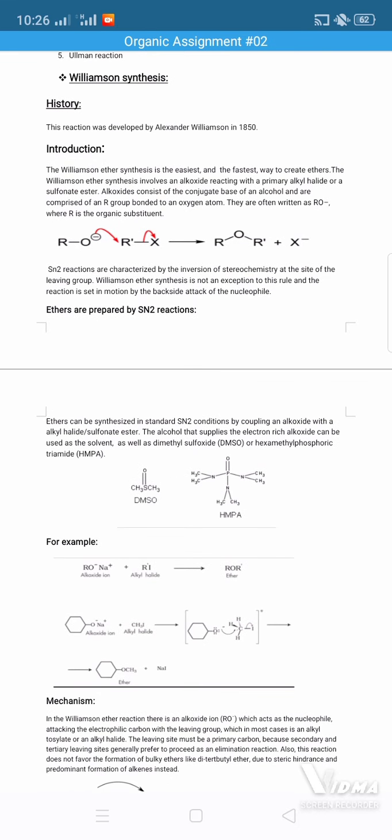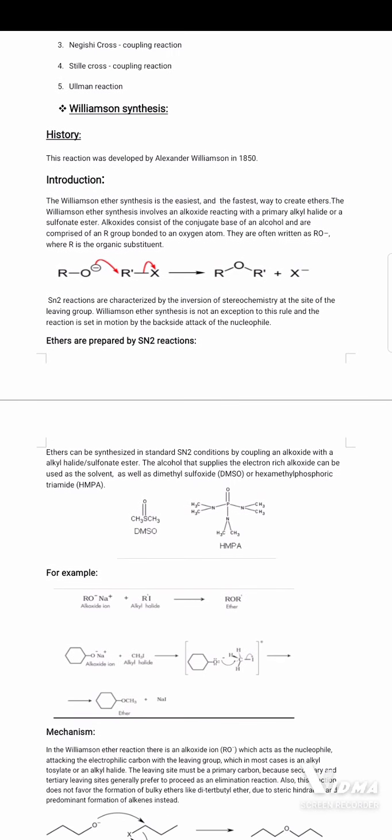So let's see what the Williamson synthesis reaction is. Basically, this reaction was developed by Alexander Williamson in 1850. Moving towards its introduction, the Williamson ether synthesis is the easiest and the fastest way to create ethers. Basically, it is a reaction that converts alcohols into ethers. The first step is forming the conjugate base of the alcohol, which is called an alkoxide, and the alkoxide is produced by reacting the alcohol with sodium metal.